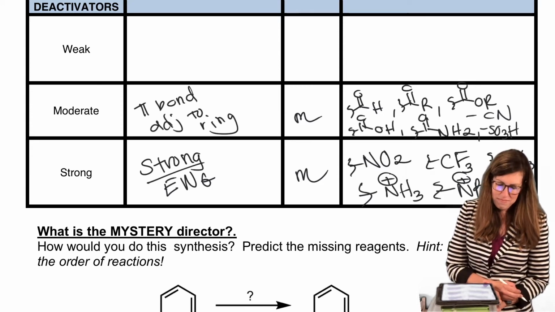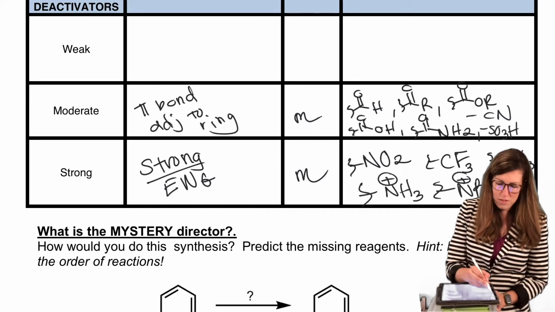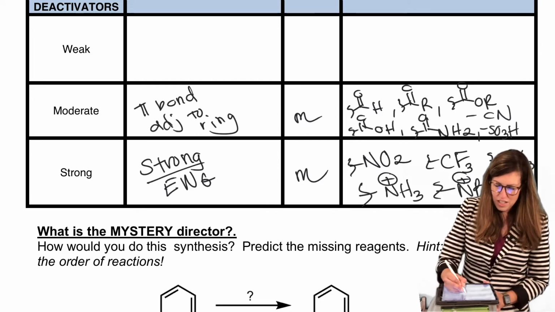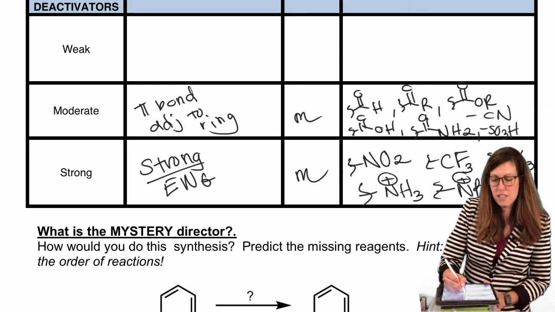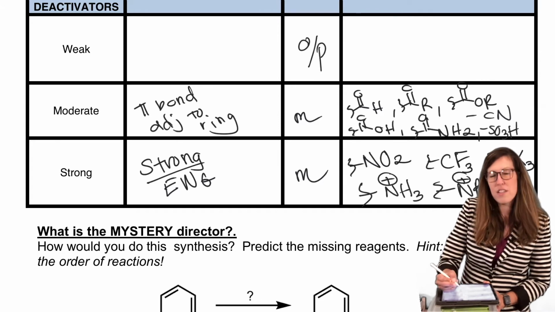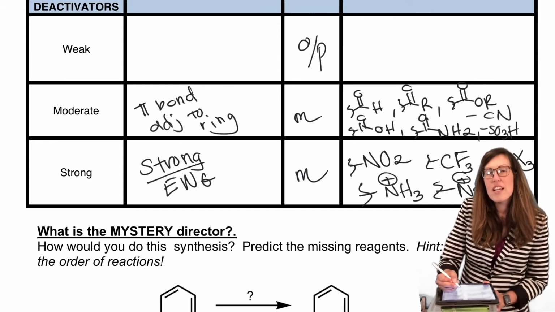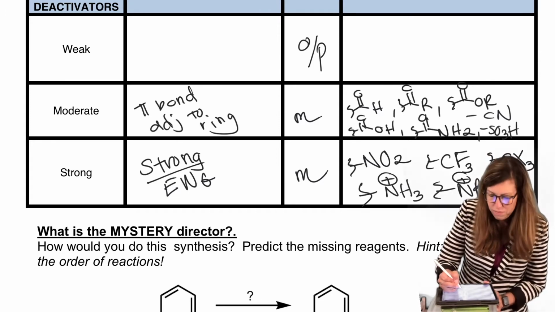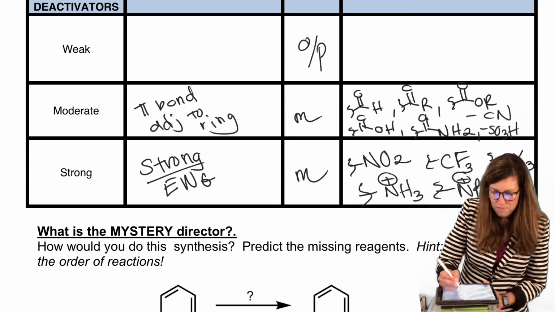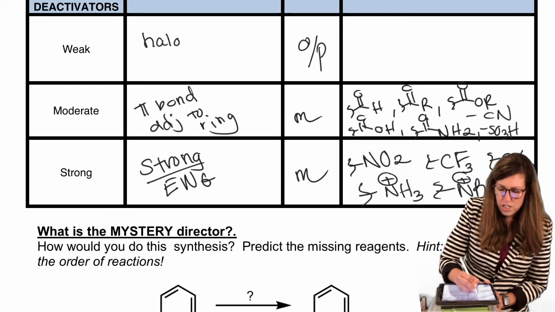Deactivators. They're still important, right? They're playing a niche role here. They are strange because they are below this line. They slow down the reaction, yet they are the only ortho-para director that slows down the reaction. These are the halogens we spend a whole page on.